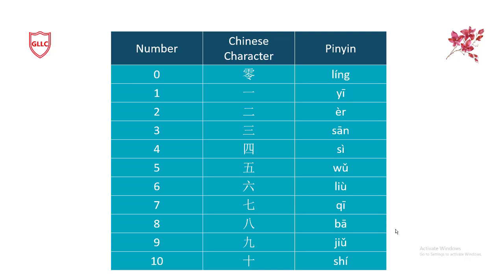So 0 we pronounce it ling, yi, er, 三四五六七八九十. This one is very simple pinyin. You can see the pinyin, the Chinese characters and the numbers from 0 to 10. This is the very basic one, from 0 to 10. Now we are going towards the next step.